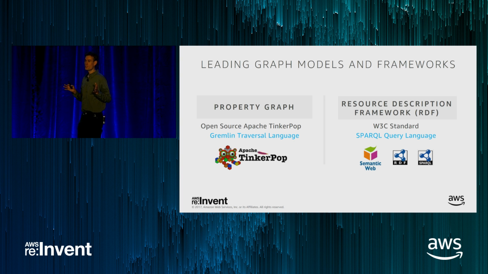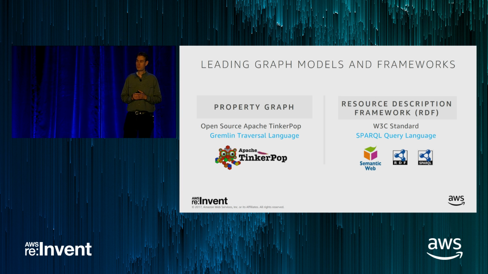There's two major models for processing graphs. The first is something called a property graph. A property graph consists of nodes and node properties and edges and edge properties. The most popular open source framework for property graphs is something that's called Apache TinkerPop. And it provides an imperative traversal language, which is called Gremlin, to allow you to write traversals over your graph.